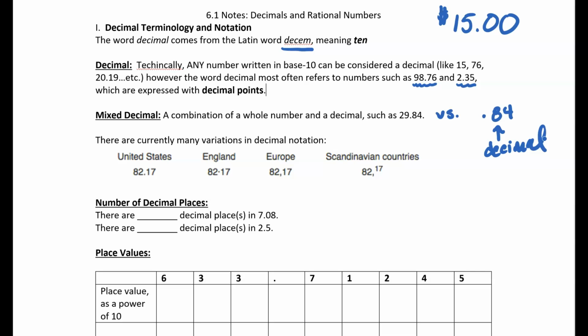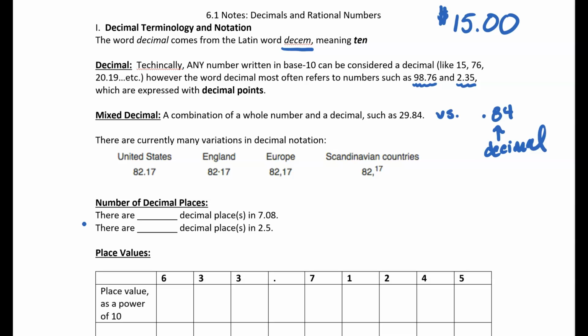I also wanted to mention that there are different ways throughout our world that decimals are written. In the US, we're all familiar with this way to write a decimal. In England, sometimes you can see that decimal move to the middle, or a comma in some places in Europe, or even a comma and then the decimal number is raised up top, kind of like an exponent. So there are different ways you can see decimals written.